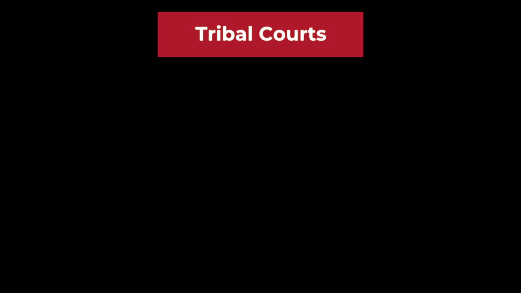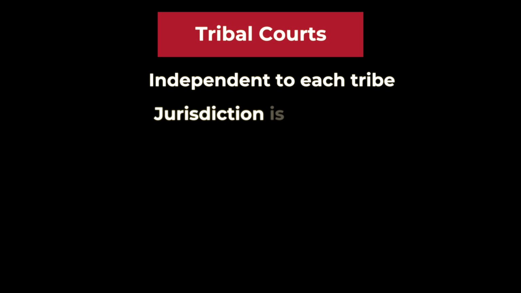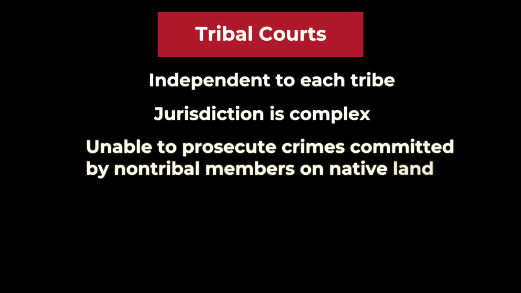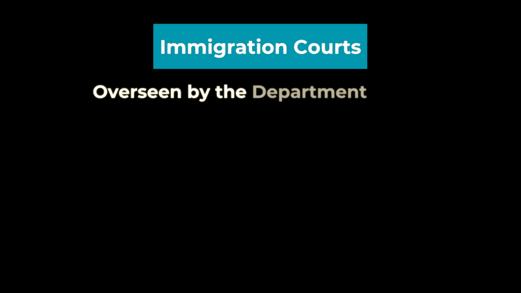And lastly, outside of the federal and state court systems, there are a number of independent court systems in the U.S. You have tribal courts, which are independent to each tribe. Jurisdiction is complex in these courts. One of the biggest problems, however, occurs when tribes are unable to prosecute crimes committed by non-tribal members on native lands. You also have immigration courts, which are overseen by the Department of Justice.